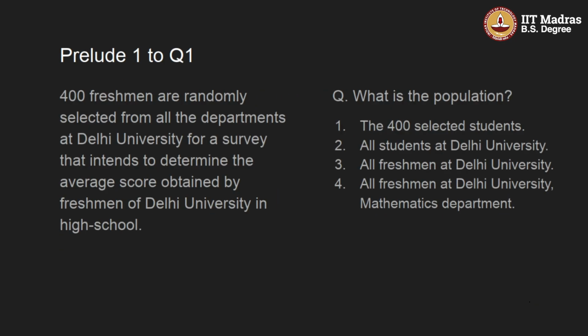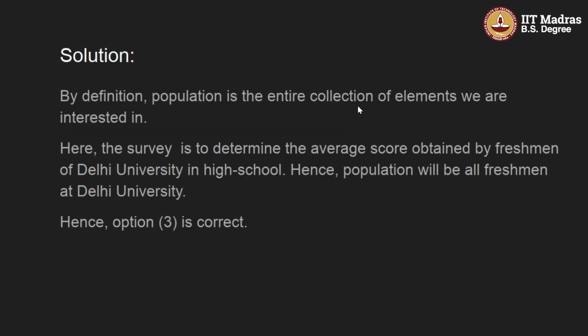Now, question number 1: 400 freshmen are randomly selected from all the departments at Delhi University for a survey that intends to determine the average score obtained by freshmen of Delhi University in high school. The question is, what is the population? Option 1 is the 400 selected students. Option 2, all students at Delhi University. Option 3, all freshmen at Delhi University. Option 4 is all the freshmen at Delhi University Mathematics Department.